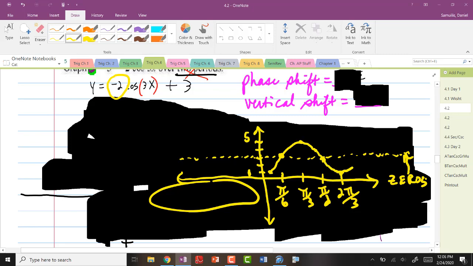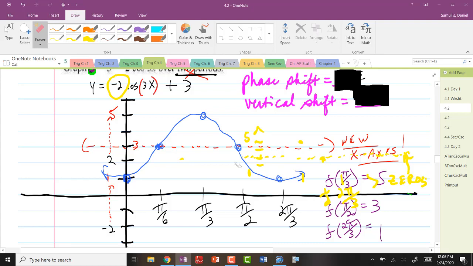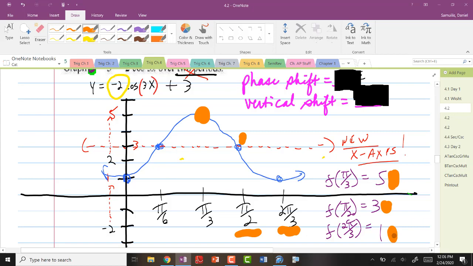You know what? I don't like this picture as much as I like this one. Do you see that one? Ooh, and then I did some f of questions. See that off to the side? What's f of pi over 3? Well, f of pi over 3 ends up being this point up here, so it's 5. What's f of pi over 2? Well, that's right here, and that ended up right there, so that's 3. What's f of 2 pi over 3? Oh, that's the new low point, which is 1. All right, I love those questions. Alrighty then.